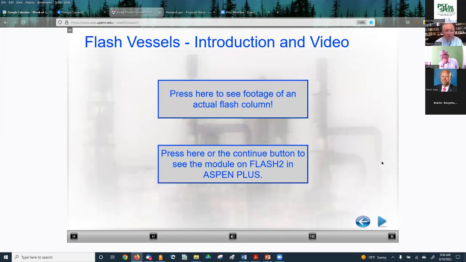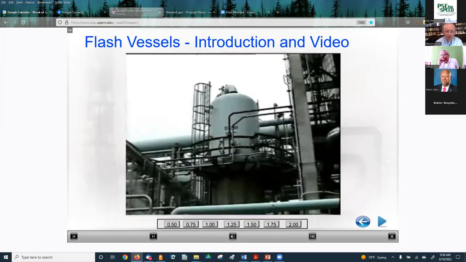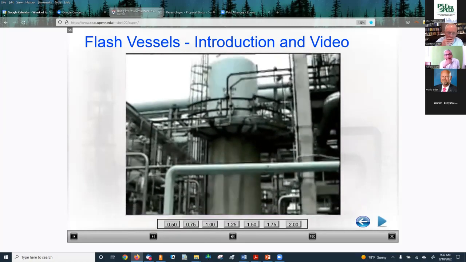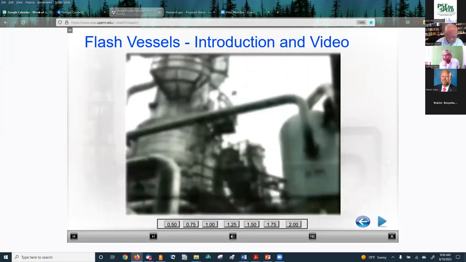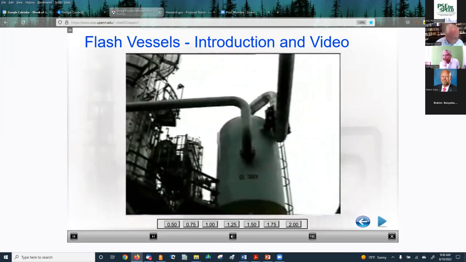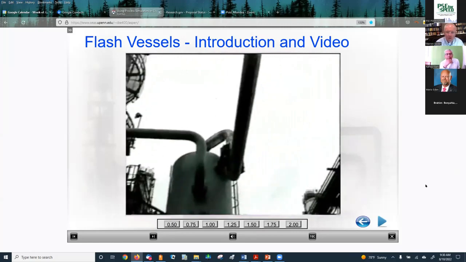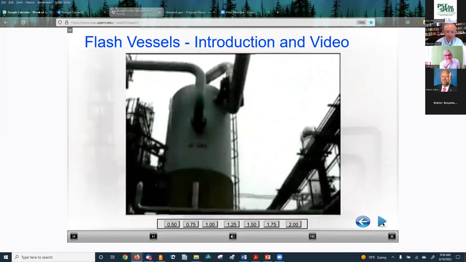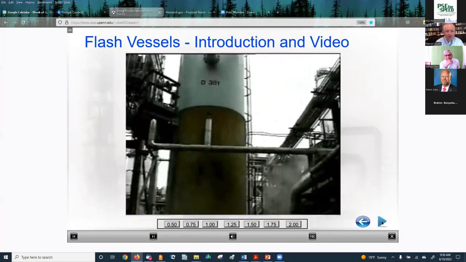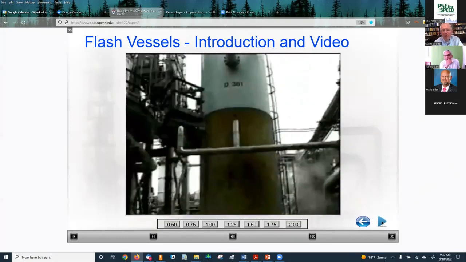Let me move on now. What we could do here is take a look at a typical flash vessel. This video shows a flash vessel mounted on a concrete support. Notice that the feed enters midway up the vessel, with the vapor leaving in the pipe above and the liquid exiting in the pipe below. I might say that we have a video like this of the major pieces of equipment throughout the multimedia.